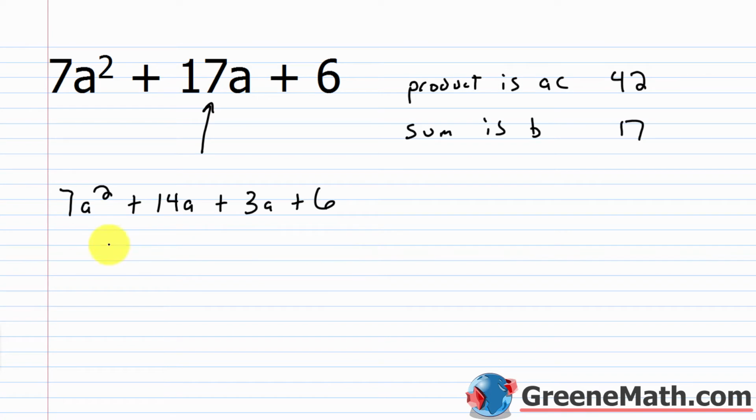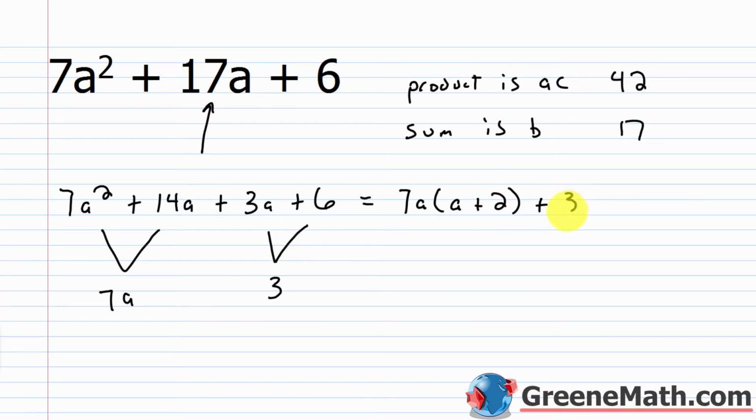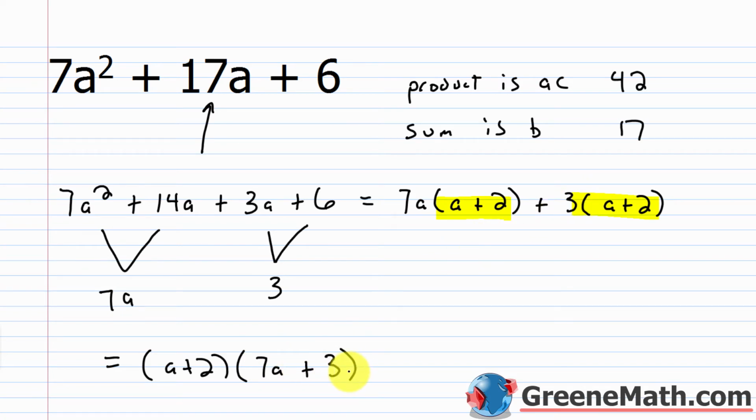All right, so the GCF for these two would be 7a. The GCF for these two would be 3. So then equals, if I pull a 7a out of there, I'll have 7a times a plus 2. If I pull a 3 out of here, I'll have 3 times a plus 2. So if I factor out that common binomial factor of a plus 2, right, if I pull that guy out, I'll have a plus 2. And what's left? I'll have a 7a plus a 3. So a plus 2 times 7a plus 3.